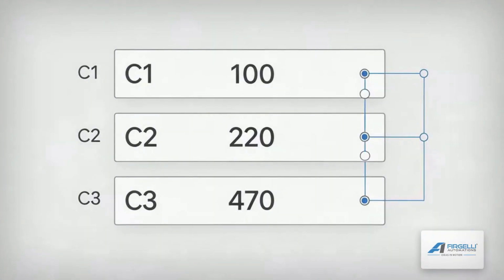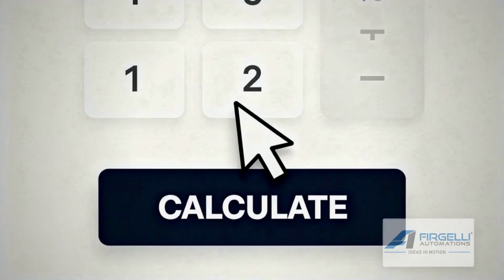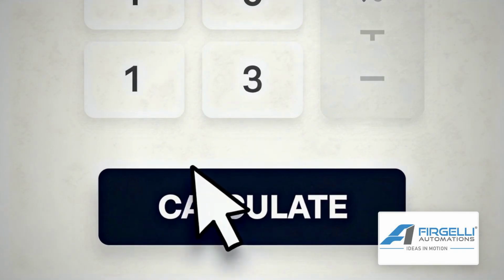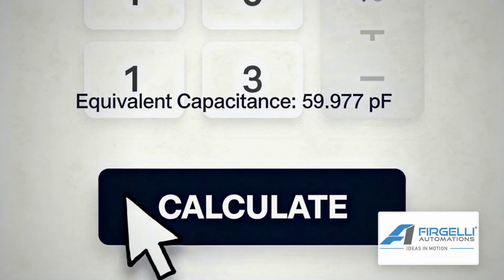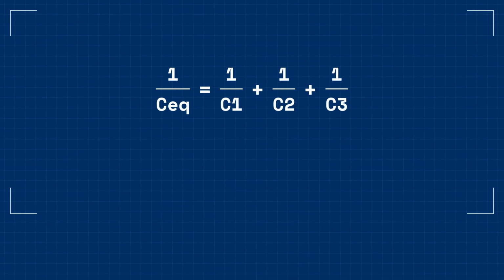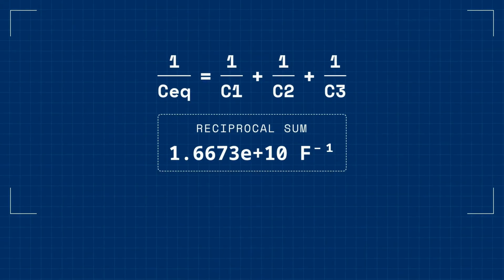For our example, I'll use 3 capacitors with C1 at 100 picofarads, C2 at 220 picofarads, and C3 at 470 picofarads. After clicking Calculate, the results show an equivalent capacitance of 59.977 picofarads, which converts to 0.000060 microfarads. The calculator displays each input value and provides the reciprocal sum of 1.6673 E plus 10 inverse farads.